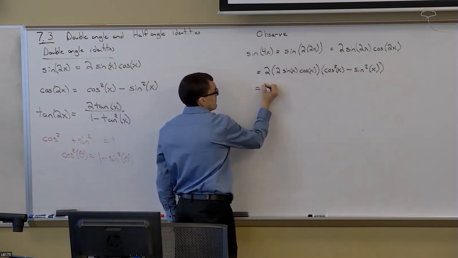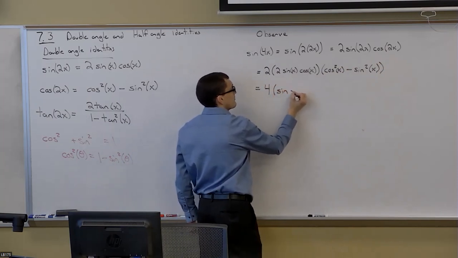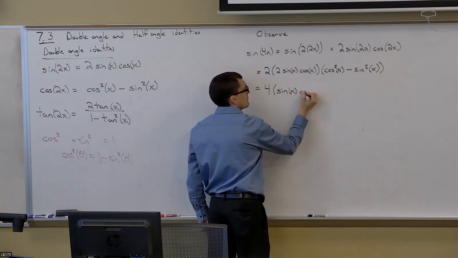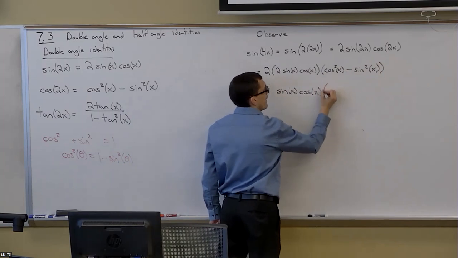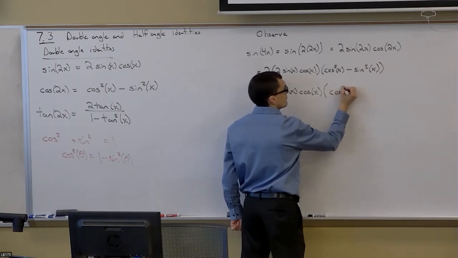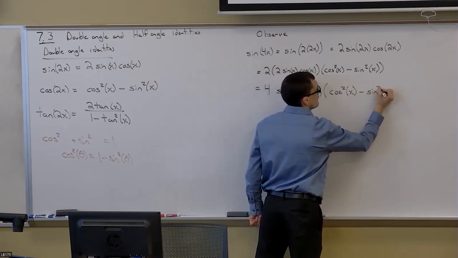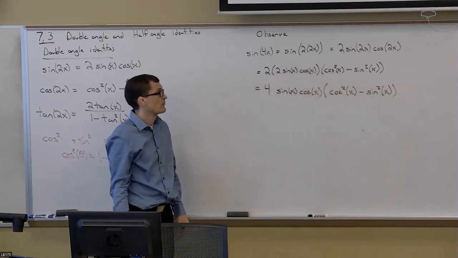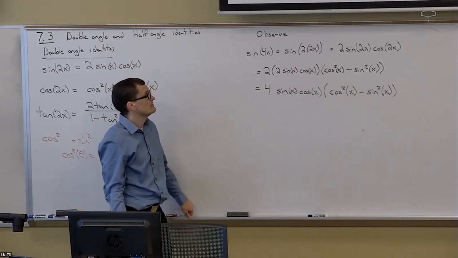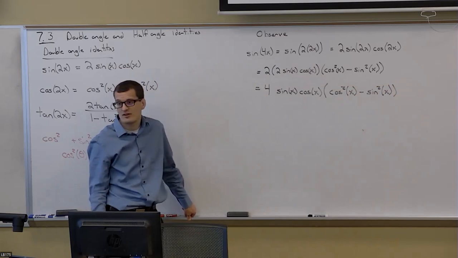So what do you get? You get something really messy, basically, is what I'm trying to get at. 4 times sine times cosine times cosine squared times minus sine squared. So you can see that that's not the same thing as 4 times sine x cosine x. That's all I'm trying to get at.